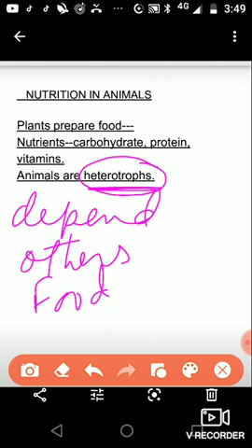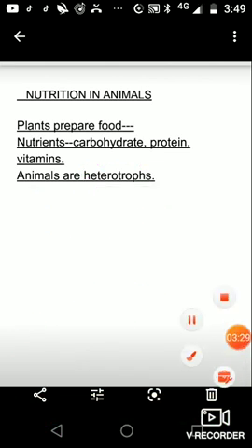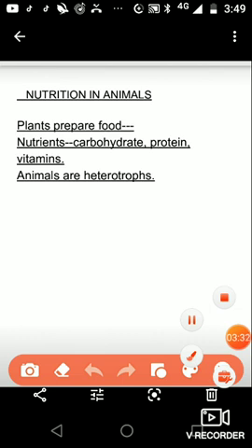In your previous chapter, you also learned that some kinds of plants also exhibit a heterotrophic mode of nutrition. Why do they exhibit that? Because they do not have chlorophyll. So that is why some non-green plants are also called heterotrophs. Now, to stay alive, as we all know, we need certain nutrients.